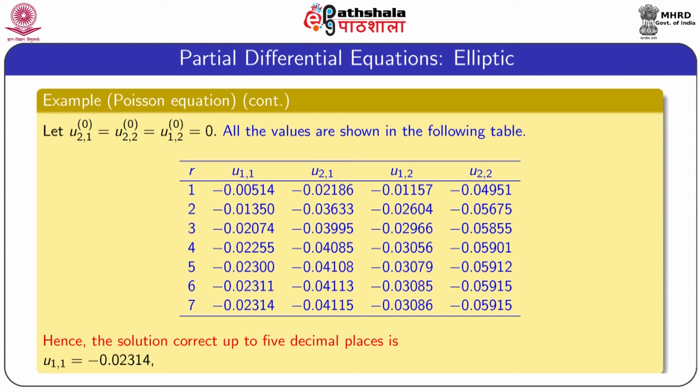u11 equal to minus 0.02314, correct up to 5 decimal places, u21 equal to minus 0.04115, u12 equal to minus 0.03086, and u22 equal to minus 0.05915. So, after the 7th iteration using the Gauss-Seidel iteration scheme, we obtain the solution of the given Poisson equation, correct up to 5 decimal places.